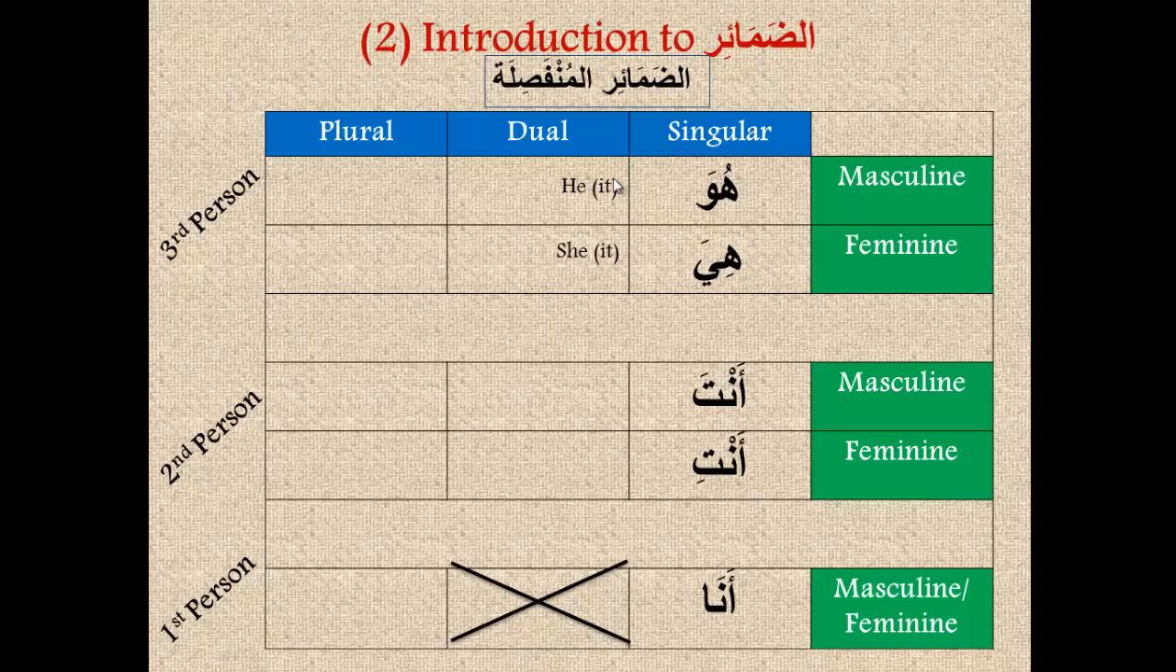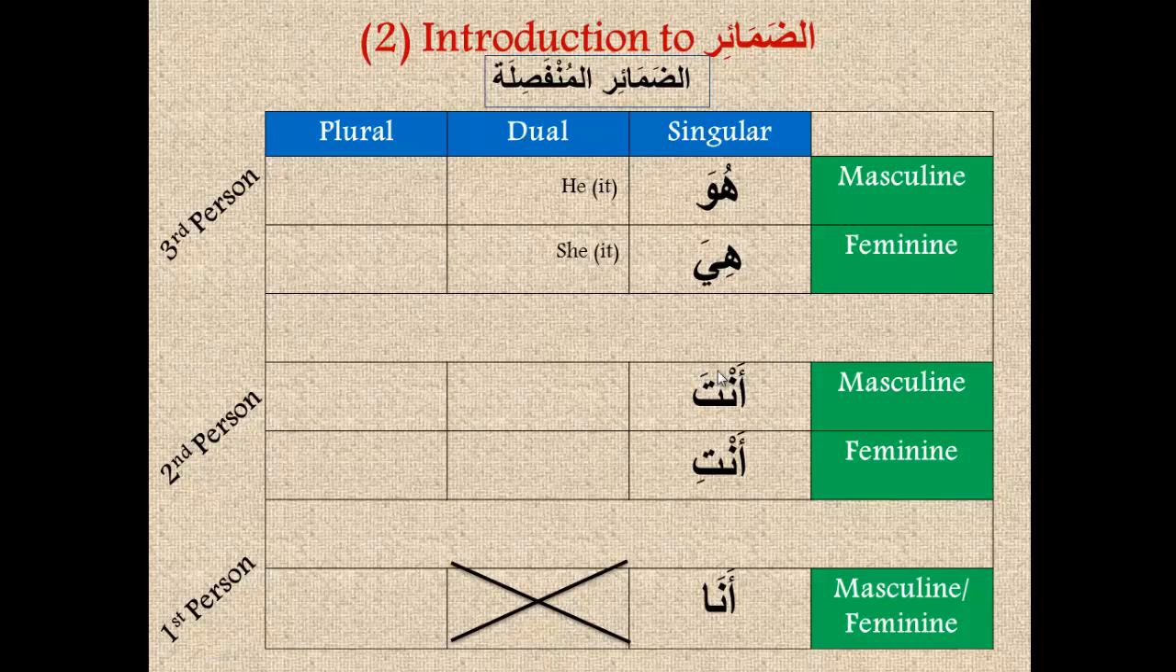Now I have parentheses around the word it behind he and she, and that's because remember in Arabic everything has a gender. Everything including inanimate, non-human, dead objects. All of these things have gender, so we refer to them as huwa and hiya in Arabic, but of course in English we say it. We don't say he or she. We don't describe a rock as he or she, we say it. But in Arabic it would be huwa or hiya.